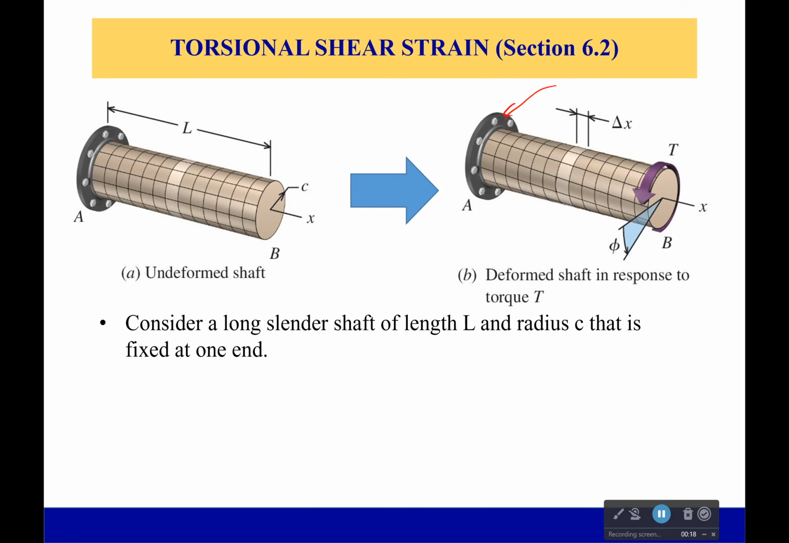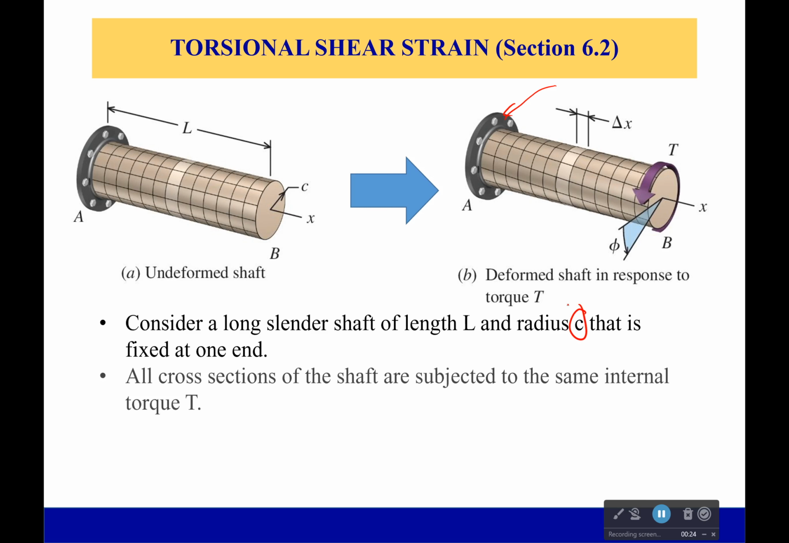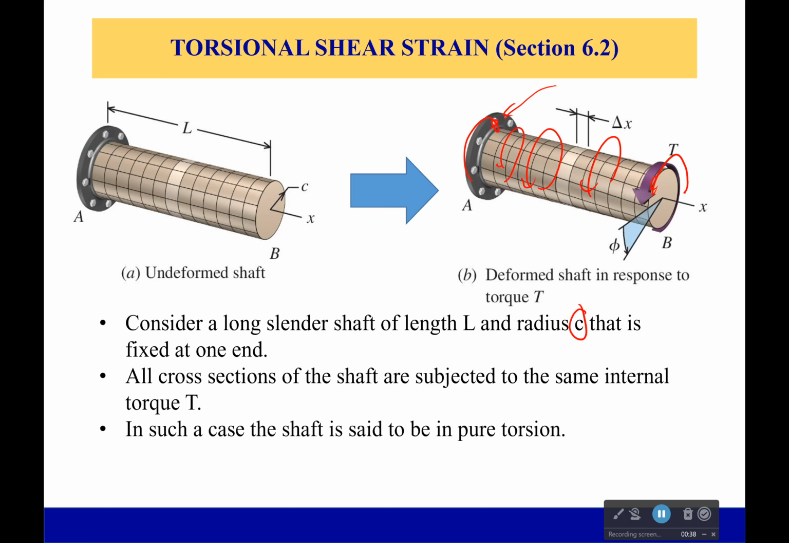So let's consider this long, slender shaft of length L with a radius C that is fixed at one end. Now all the cross sections are subjected to the same internal torque T. The torque here is going to be the same as torque here, it's going to be the same as the torque here, all the way to the edge where it's finally canceled out by the wall. So in cases like this, the shaft is said to be in pure torsion.